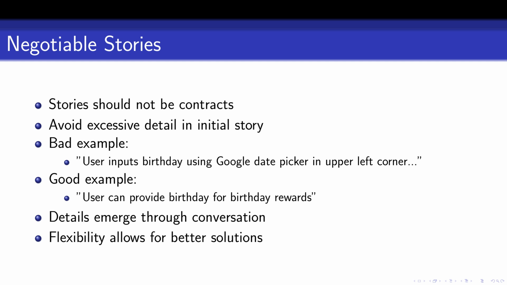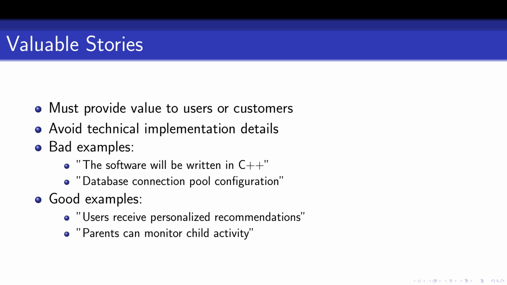Stories should also be negotiable, allowing flexibility during implementation. Avoid rigid technical specifications and instead focus on the problem to solve. For instance, say "user schedules appointments" rather than specifying a particular calendar widget. Valuable stories deliver benefits to the user or customer. They should focus on outcomes, not implementation details. For example, "user receives personalized notifications" is more valuable than "implement push notification functionality."